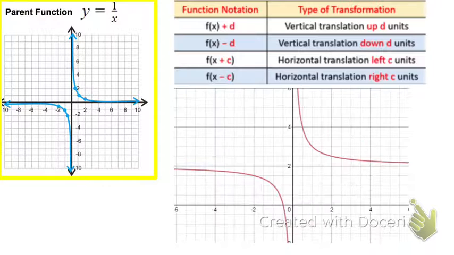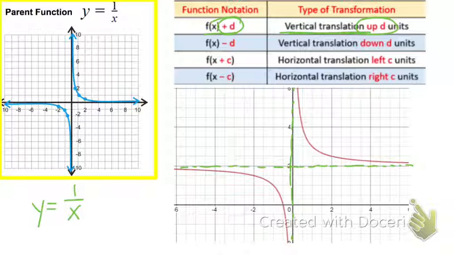Let's look at another one. So again, let's look at where the asymptotes are. The horizontal asymptote is no longer at 0, it's now at 2. So it shifted up 2 units. The vertical asymptote, though, is still here at 0. So this one shifted up 2 units. It's a vertical translation 2 units up. So what we're going to do is add 2 to that function. So if our parent function is this, we are going to add 2 after that function.